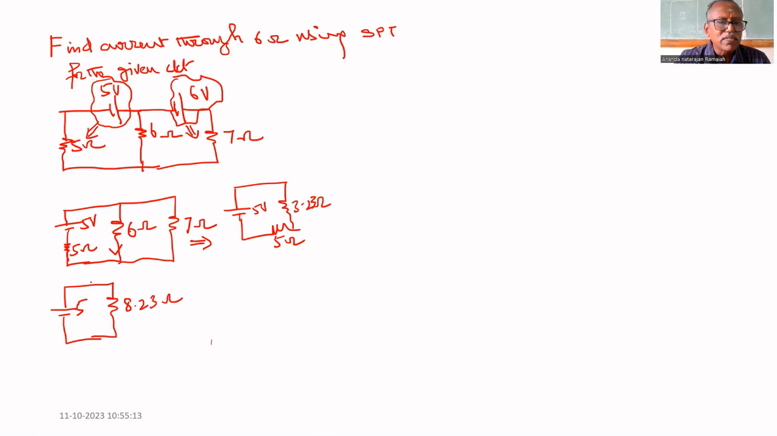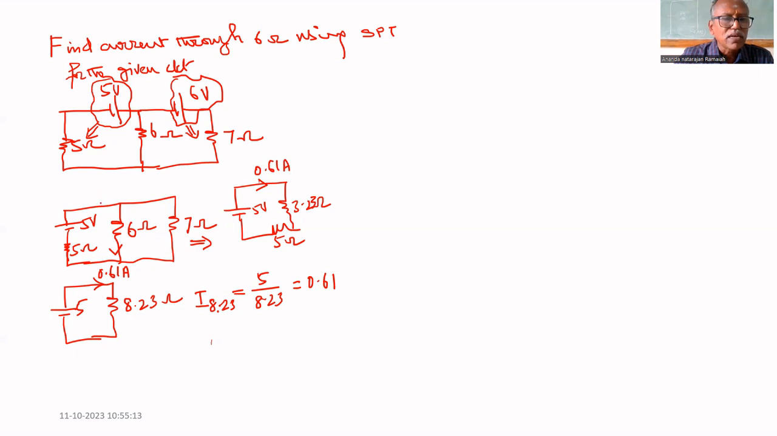5 volt. Therefore, what is the total current? Total current I 8.23 equal to 5 divided by 8.23. That is equal to how much? 0.607 or 0.61. So 0.61 amperes.